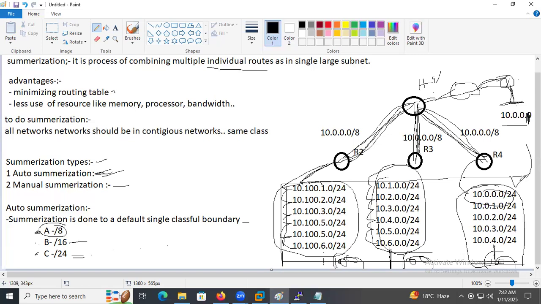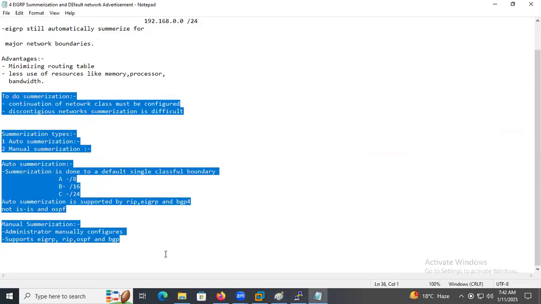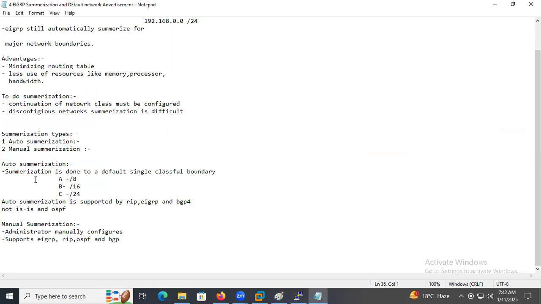If the summarization is not done, if they do auto summary. Because summarization is done to a default classful boundary by default when you do the auto summary, and auto summarization is supported only by RIP, EIGRP, BGP. Auto summarization is not supported by OSPF. OSPF protocol will not do automatic summarization, or auto summarization is not done by OSPF.